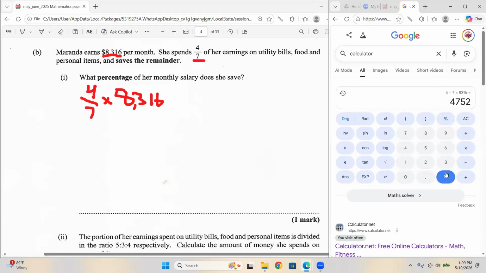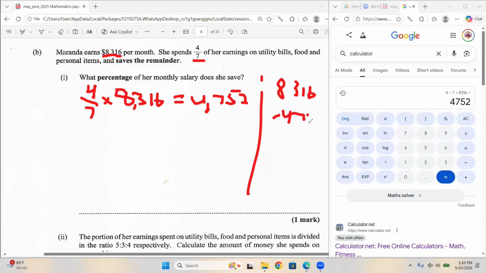Okay, so it means that she spent 4,752, right? Which means she would remain with how much? If we say 8,316, we take away 4,752, she will remain 3,564, but they want the percentage.